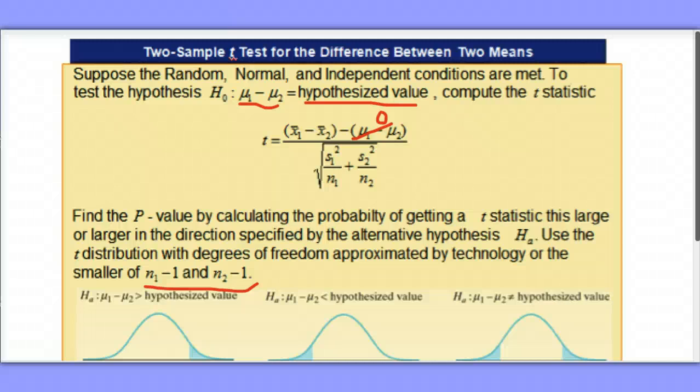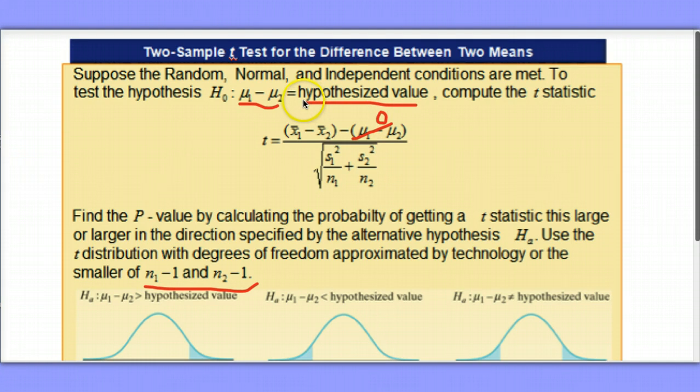For the rest of this section, we're going to take a look at hypothesis tests comparing two means. And a lot of times we just want to see if there's a difference between two means. So this hypothesized value is 0, and so this would be 0 here. Sometimes we might think the hypothesized value is a certain difference.